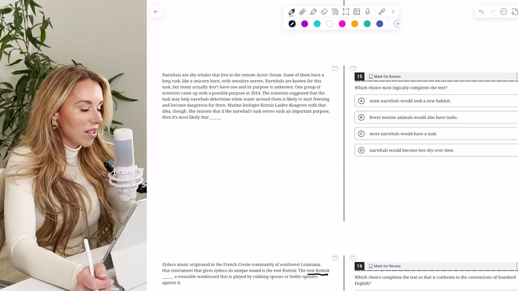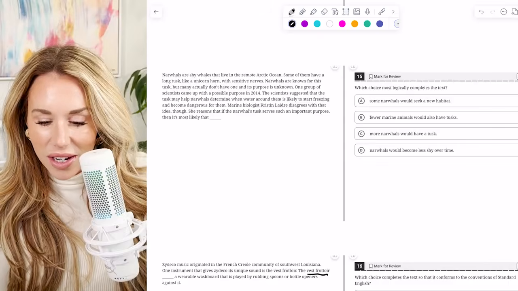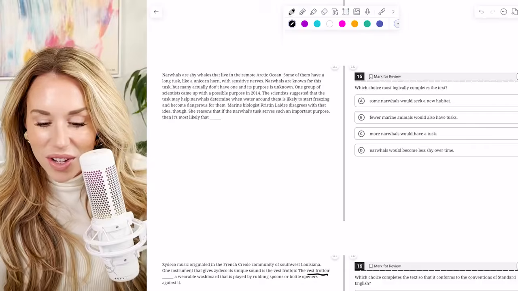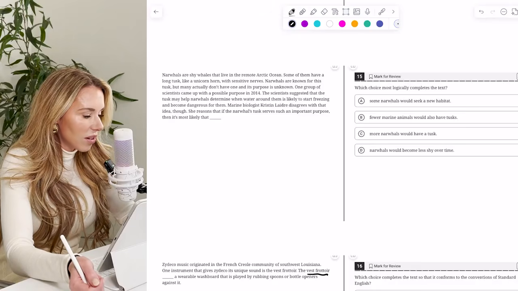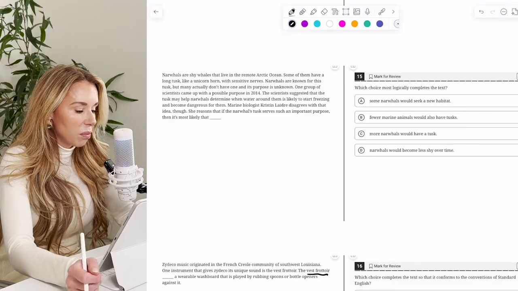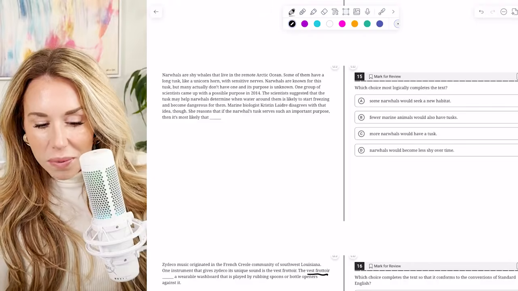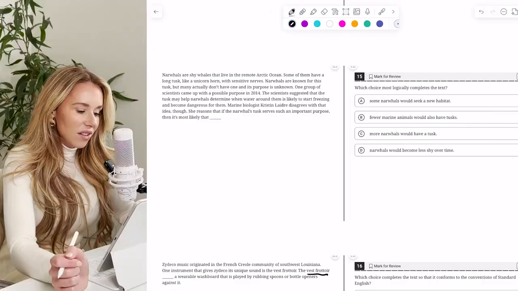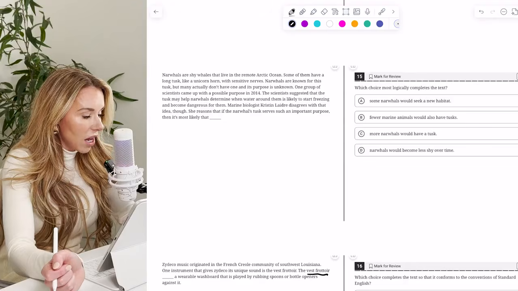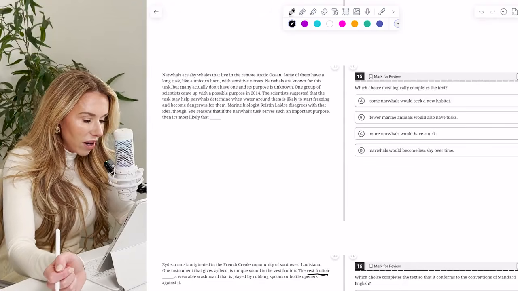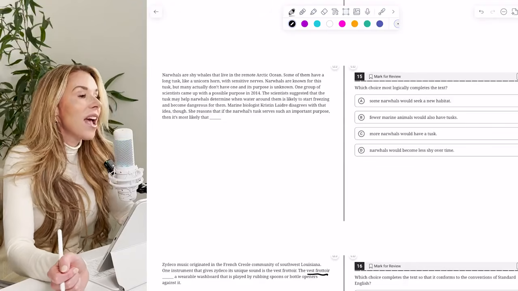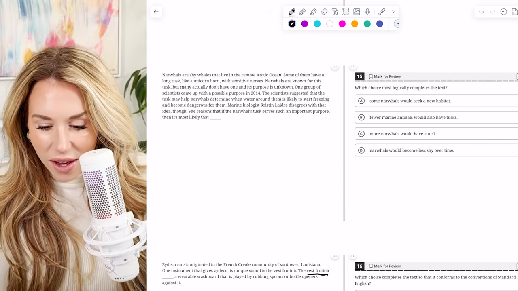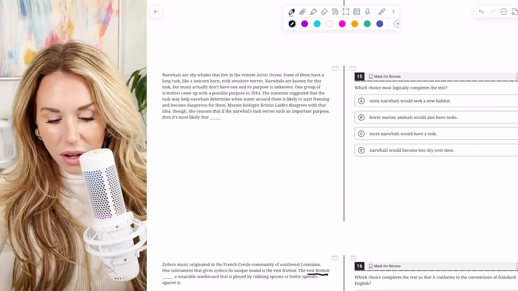Narwhals are shy whales that live in the remote Arctic Ocean. Some of them have a long tusk like a unicorn horn with sensitive nerves. Narwhals are known for this tusk, but many actually don't have one and its purpose is unknown. One group of scientists came up with a possible purpose in 2014. The scientists suggested that the tusk may help narwhals determine when water around them is likely to start freezing and becoming dangerous for them. Marine biologist Kristen L. disagrees with that idea, though.